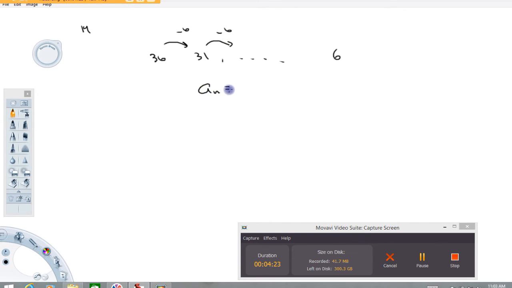So the a sub n is going to equal 36 minus 6 times n minus 1. And again, this one right here is for n equals 1. And you notice you put a 1 here and you get 36 out of this formula. I think the first thing we're going to need to do is actually calculate our value for n. The last one here is a 6.